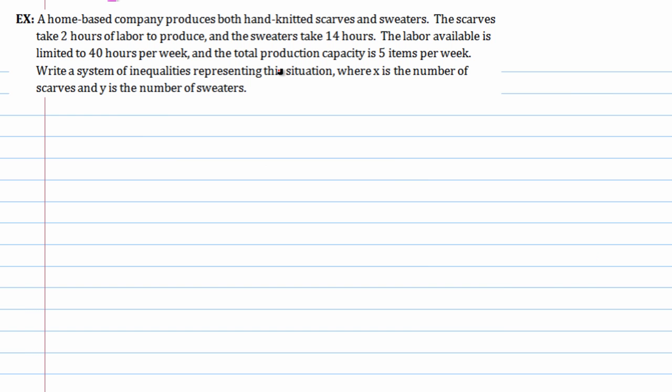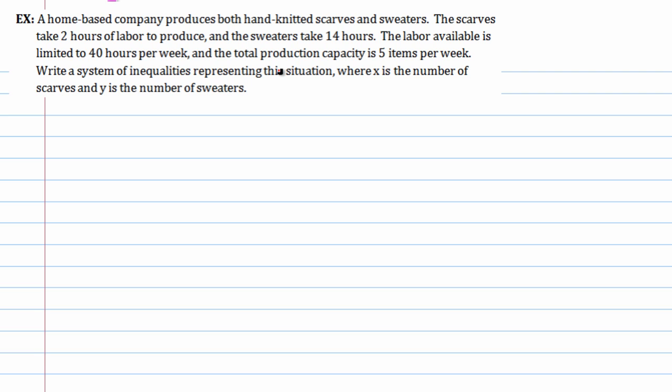Now, mathematics means little to most people unless you can apply it. So let's go ahead and do an application here. A home-based company produces both hand-knitted scarves and sweaters. The scarves take 2 hours of labor to produce, and the sweaters take 14 hours. They're just a larger, more difficult object. The labor available is limited to 40 hours per week, and the total production capacity is 5 items per week. Write a system of inequalities representing the situation where x is the number of scarves and y is the number of sweaters.